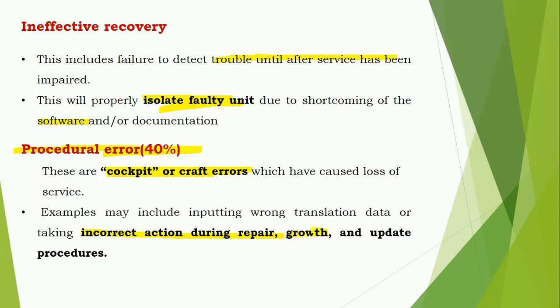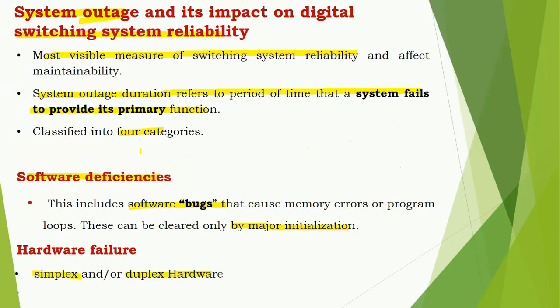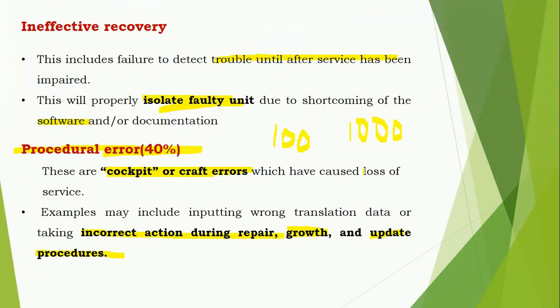Then growth. For example, assume that your switching system has the capability to handle 100 customers, and you try to add 1000 subscribers. So it depends on the growth. And update procedure, for example, you need to update to the next version, like that. A 40% maximum share is given to procedural error. If you want your switching system to be sufficient and reliable, you need to reduce all these errors. Major concentration should be given to procedural error.